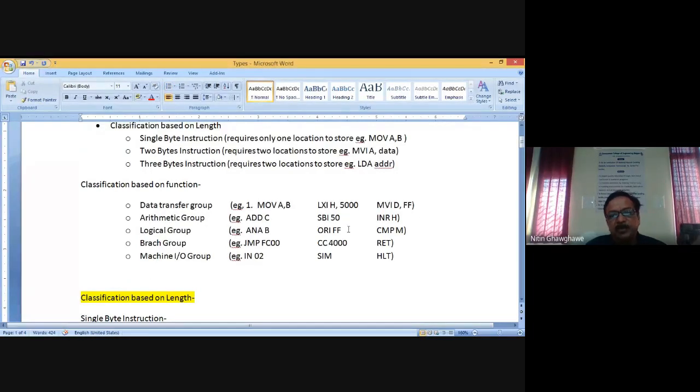For example, if you consider this instruction, LXI H, 5000, now, first of all, how can this instruction be defined?